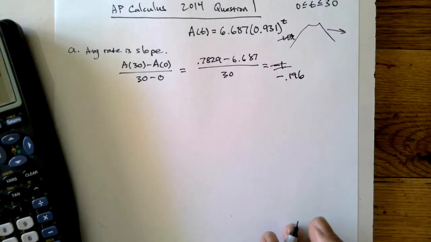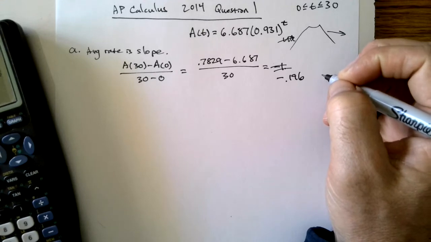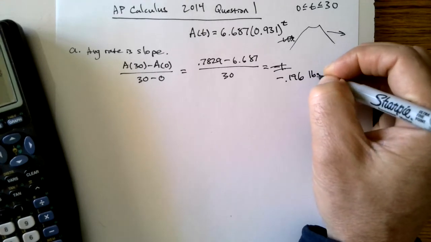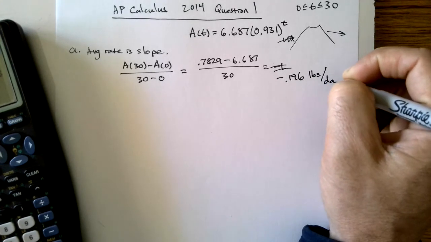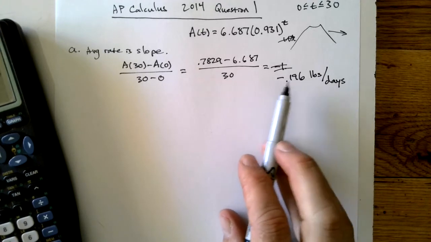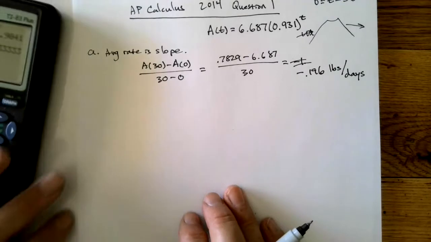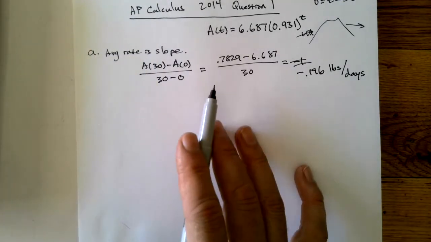And this is a rate. So what are we measuring? The amount of grass clippings is pounds. So pounds per, and time in this situation is measured in days. So that means each day, on average, it's losing 0.196 pounds of grass clippings each day. So that's average rate of change over a given interval. If it wanted an instantaneous rate of change, we do the derivative.